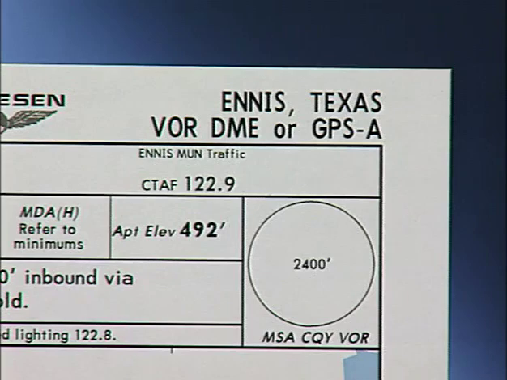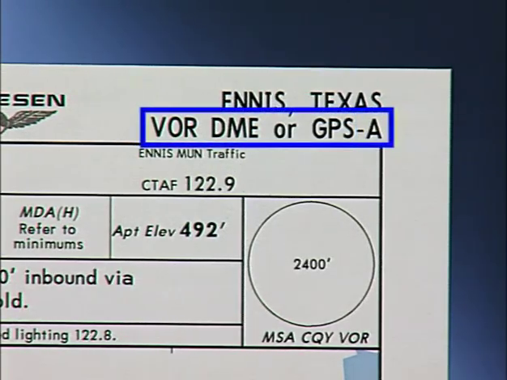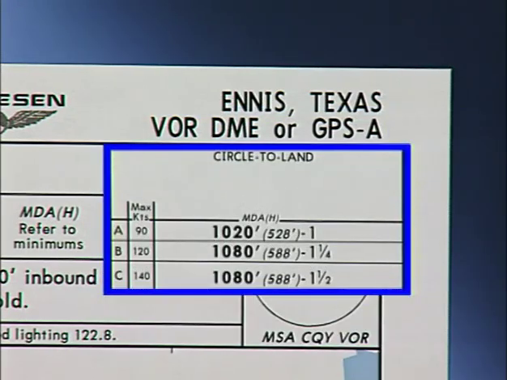If the approach course is not aligned within 30 degrees of the runway, the approach is identified with a letter. Notice that this approach is called the VOR DME or GPS-A approach. A circle to land maneuver is required to align the aircraft with the runway.